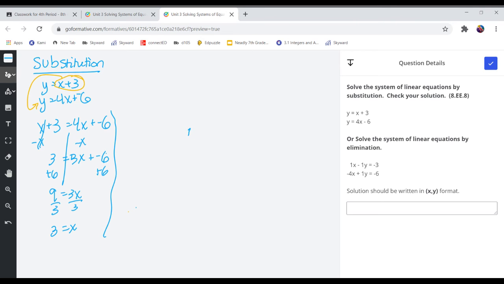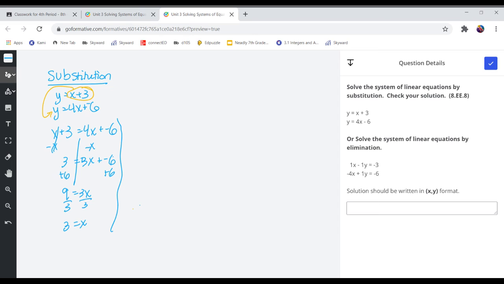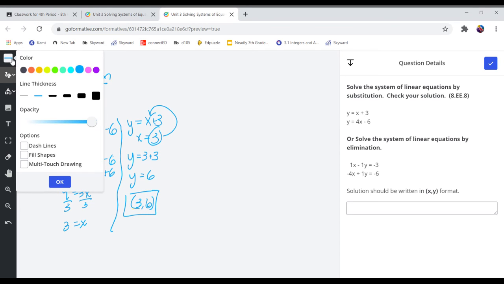Then I want to plug it into one of my two equations. I'll plug it into the first equation. Y equals x plus 3. I know that x equals 3. Plugging that in, y equals 3 plus 3. Y equals 6. So my ordered pair is (3, 6). Please make sure your ordered pairs are written in parentheses.